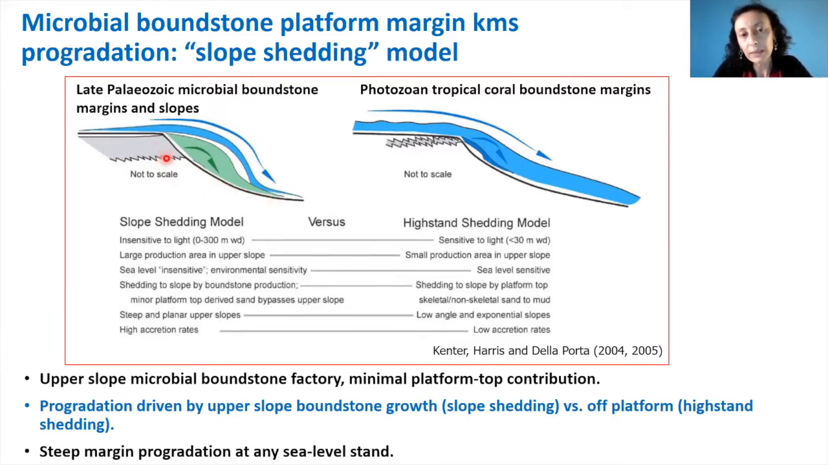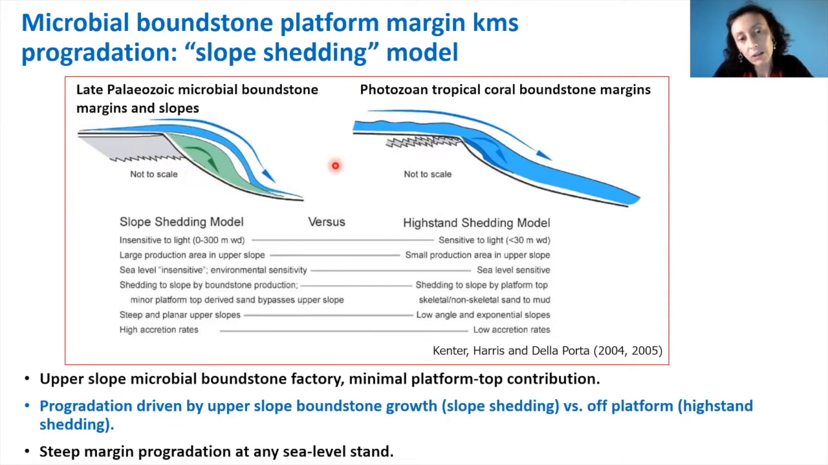This type of carbonate system has a limited input, you see the small arrow, relatively reduced with respect to the microbial boundstone on the slope from the platform top. And this slope can grow, prograde extensively independently from the highstand shedding of grain and mud from the platform top, because the carbonate factory is directly in situ on the slope.